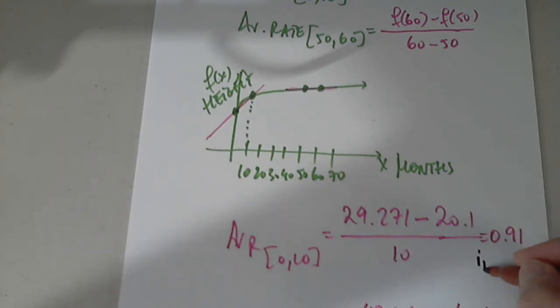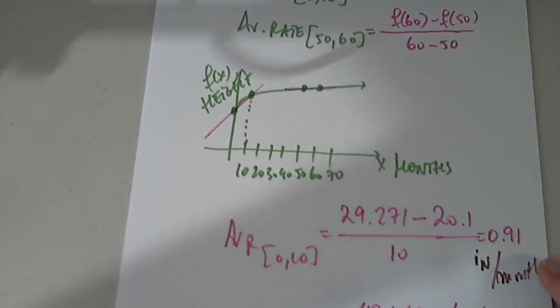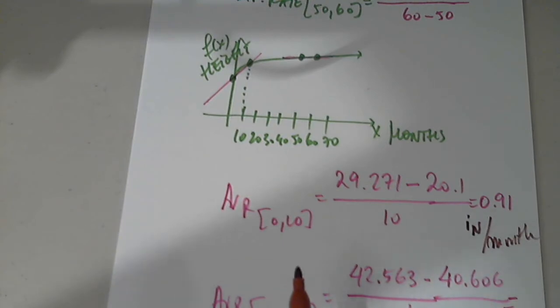So that was inches, and this is month. So the average rate of change between 0 and 10, as expected, is much higher than between 50 and 60. And actually, if you consider this 1 and 0.2, it's almost 5 times as much.